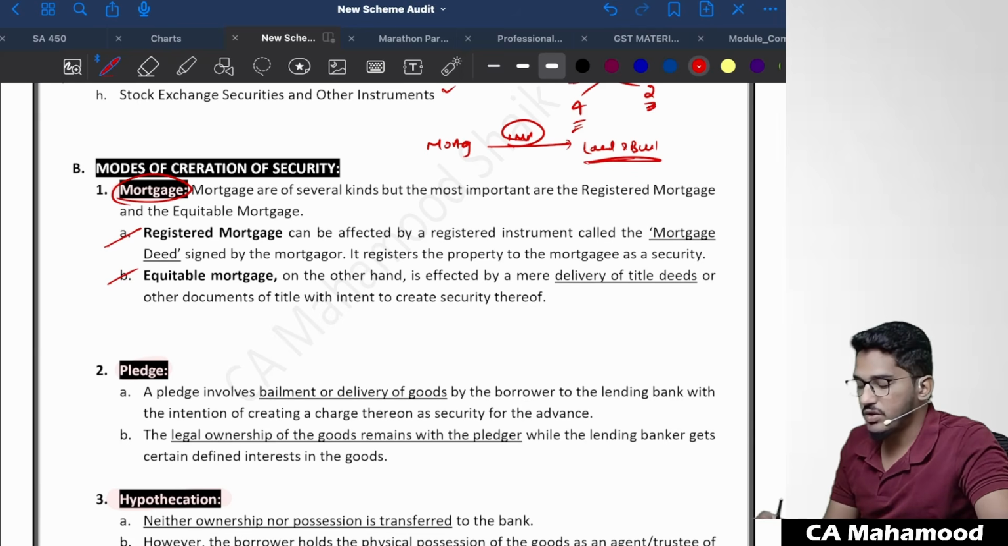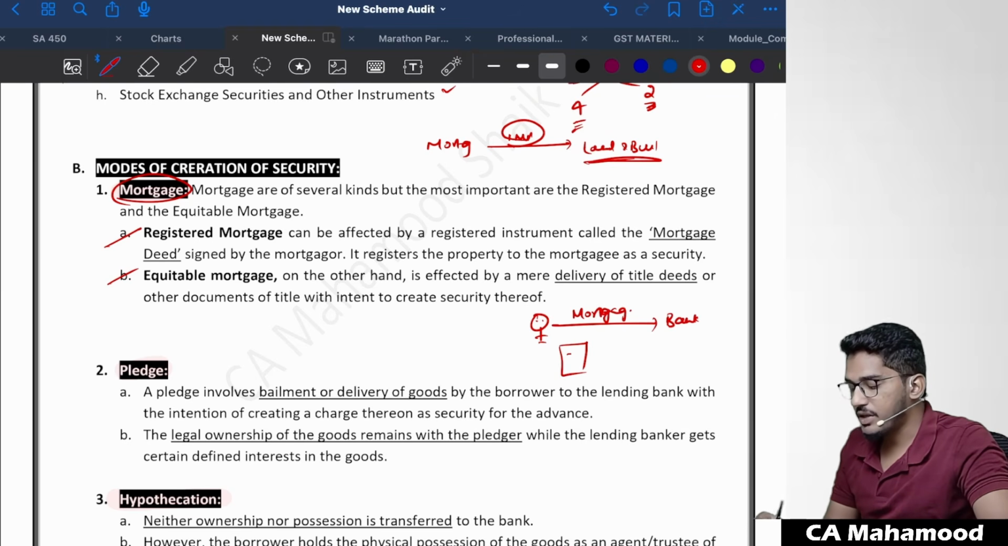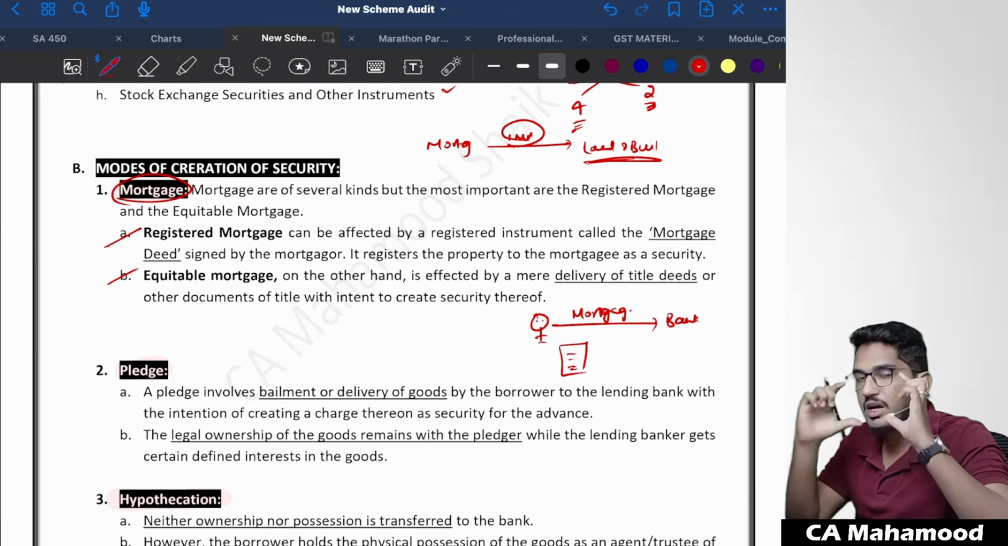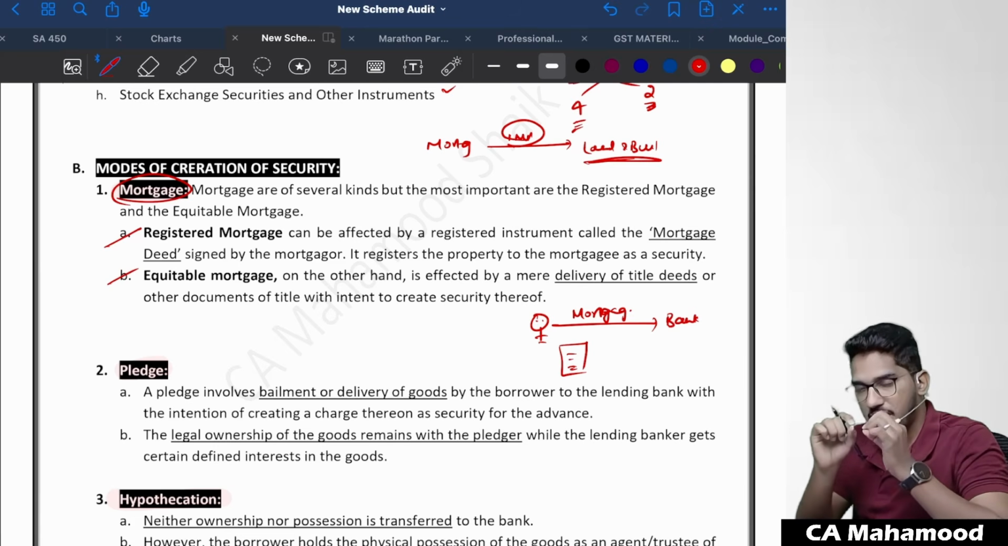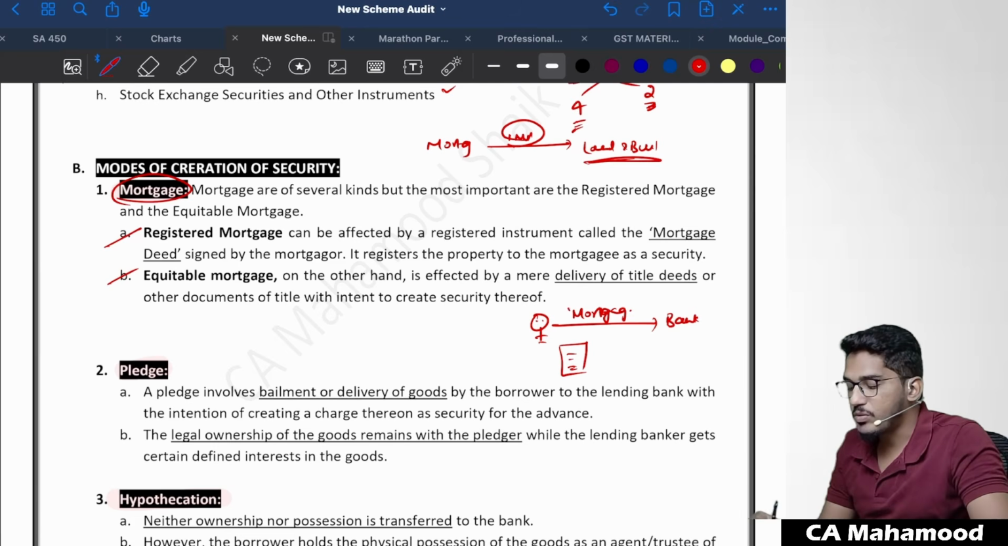Sir, what is a registered mortgage? For example, I need a loan from the banker. I have an immovable property, so I want to give it as security. Here I will enter into a deed with the banker. I will create a mortgage deed. In that deed I will mention that I am the owner of this building, but for the purpose of the loan I am giving this as security, and if I don't repay the loan, the bank will have the right to take my property. So I will take a stamp paper and write these terms on it, and we call it a mortgage deed. So that is a registered mortgage.